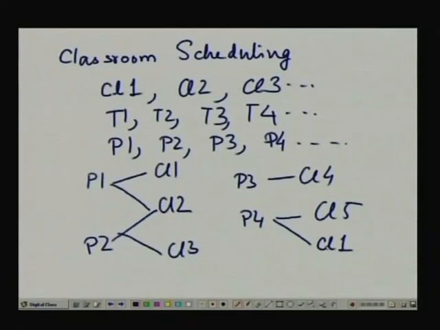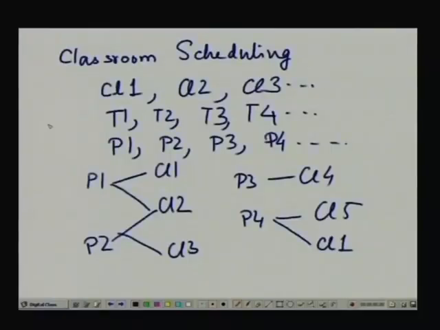So, we have a set of teachers, and each teacher should be able to teach a set of classes. Now, we have to assign classes to classrooms and time slots. So, we have also a set of courses to assign. Now, this is a problem which involves a large number of variables of different types.